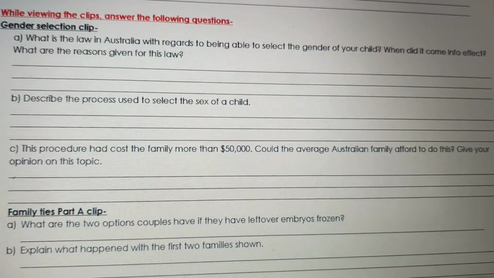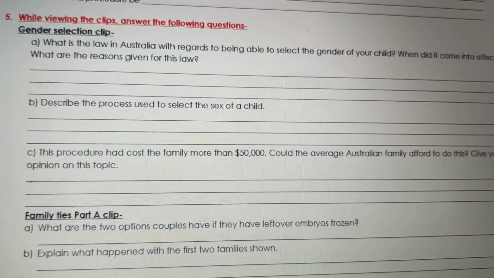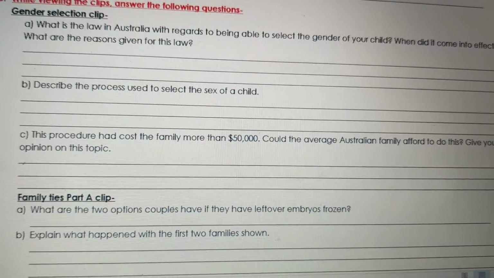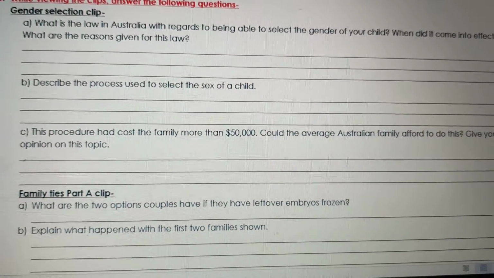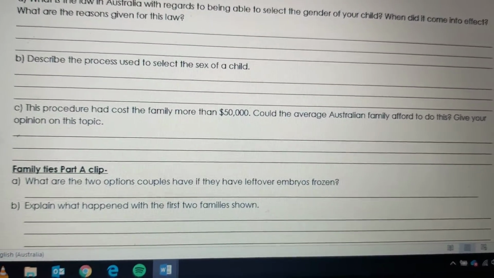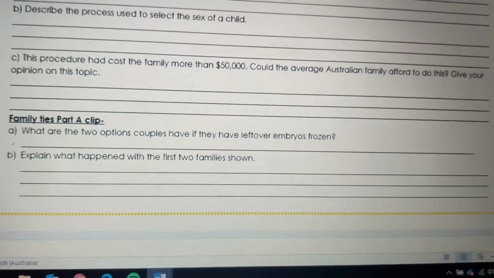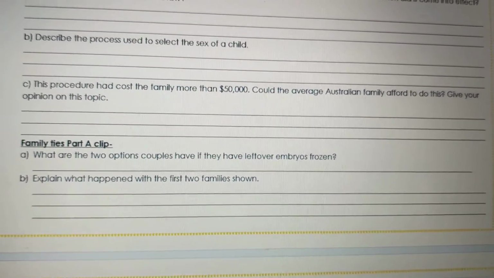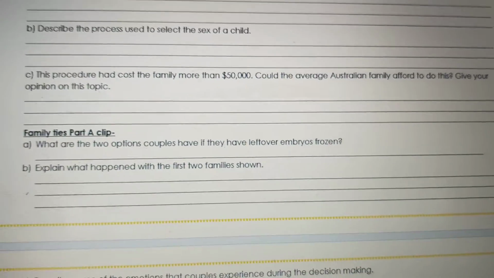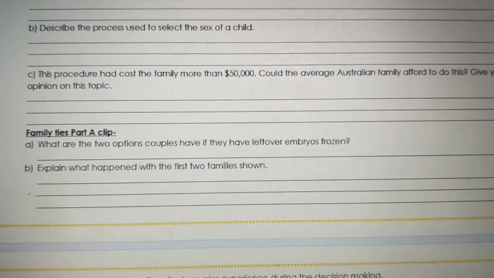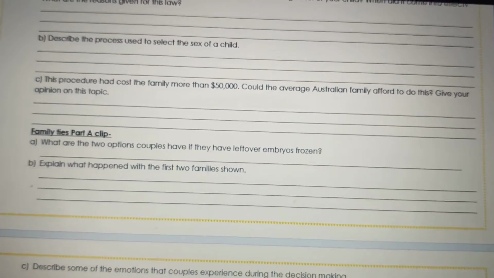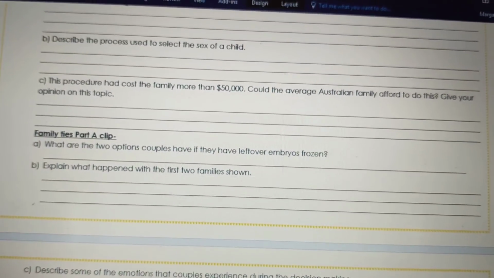Describe the process used to select the sex of a child. This procedure can cost the family more than $50,000. So could the average family be able to afford this huge amount of money? Even if we can do it in Australia and it costs money, doesn't mean that everybody could access this procedure. Or is it only those that are middle class to wealthy that could possibly do it?